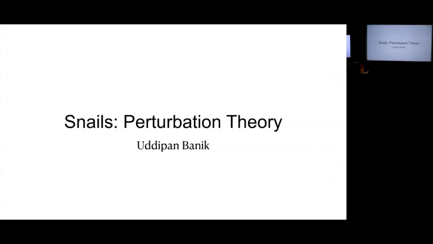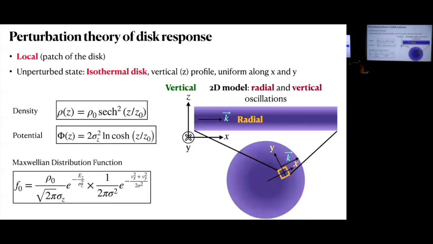Hi, everyone. So I'm going to talk about the perturbation theory, how to get snails by perturbing a disk. First, to give you a brief picture of what kind of physical system we are looking at, there you can see a schematic of a disk. We are doing a local theory here. We are looking at a certain guiding radius and a local patch of stars about that guiding radius, and then projecting that patch into a 2D space.